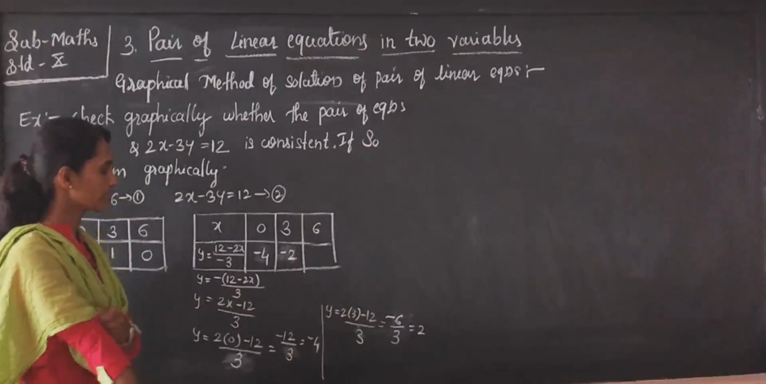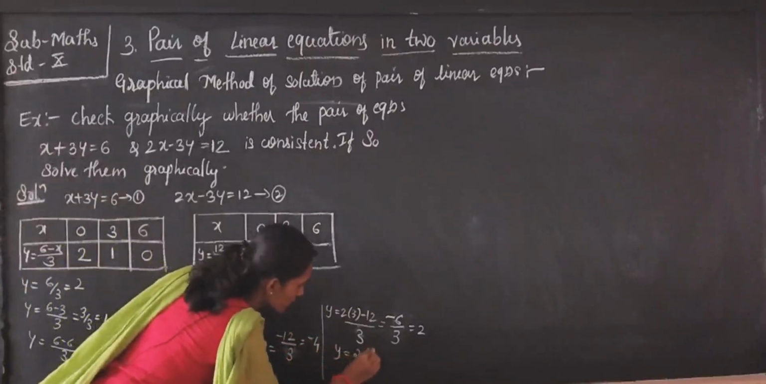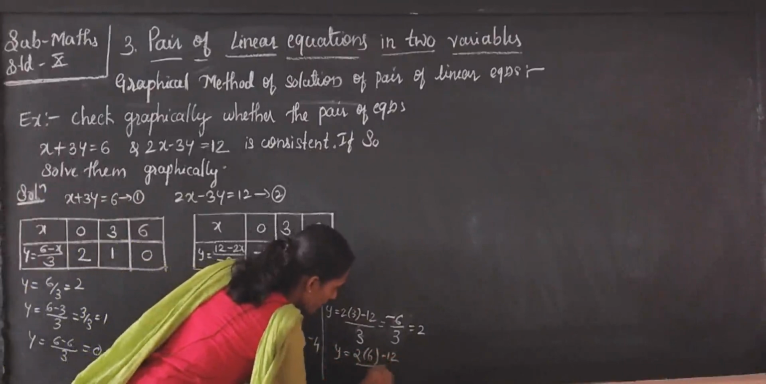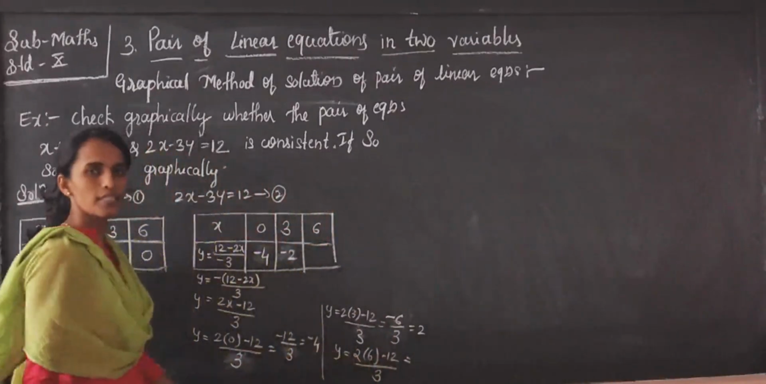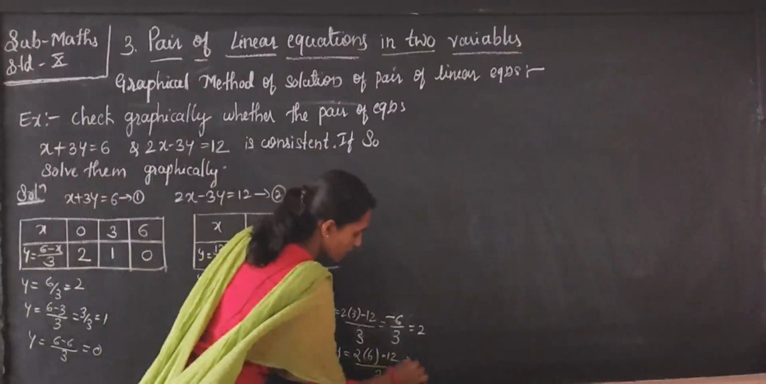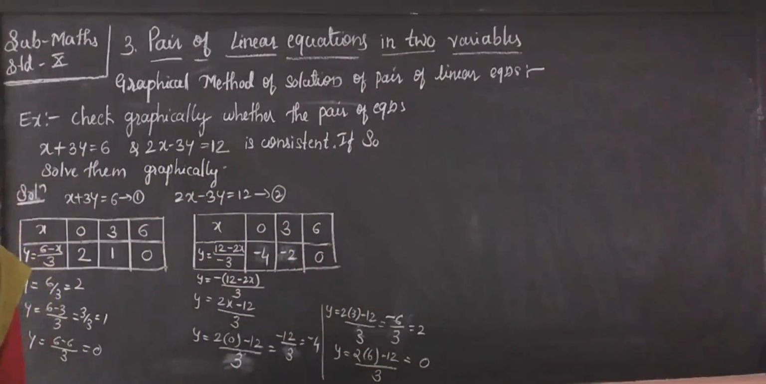So when you take x as 6, what will the value become? y is equal to (2 into 6 minus 12) divided by 3. Okay, so what will become? 6 2s are 12, 12 minus 12 is 0, that is equal to 0. When you take x as 6, y will become 0.